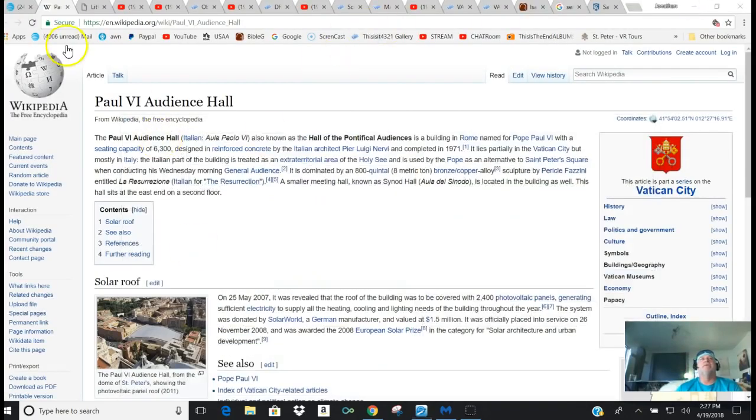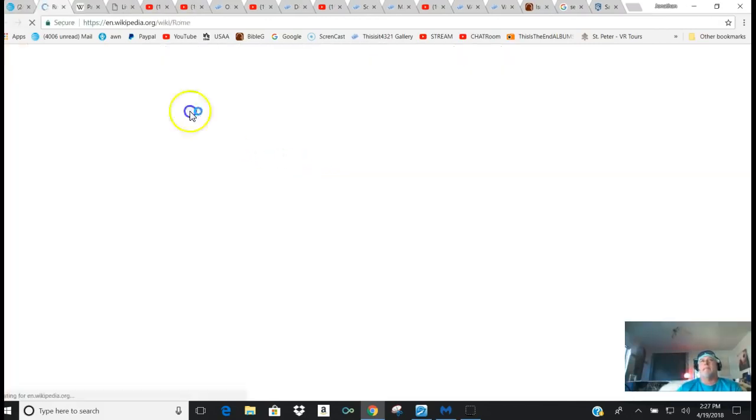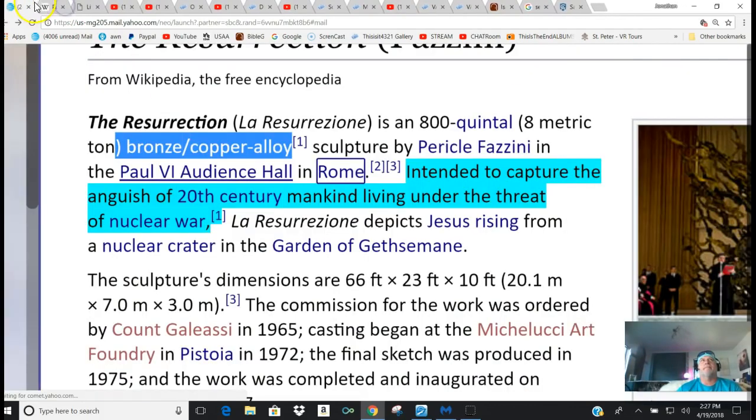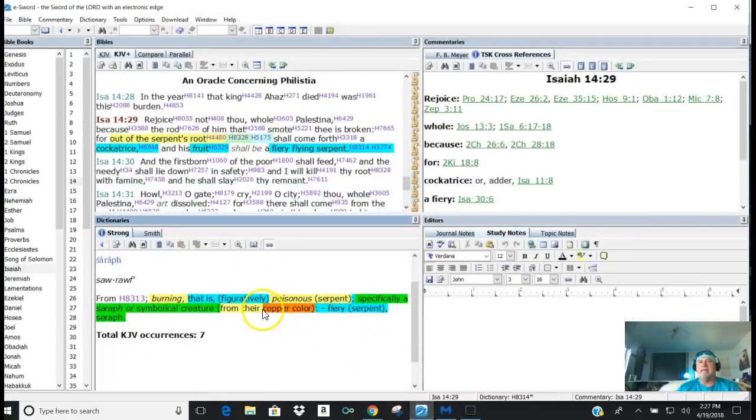Okay, back to, they made that sculpture out of what? Sorry. They made it out of what? Bronze, copper, alloy. That's not some mistake. That is exactly the color of the seraph that's coming out of the pit. There you go. From the serpent's root.